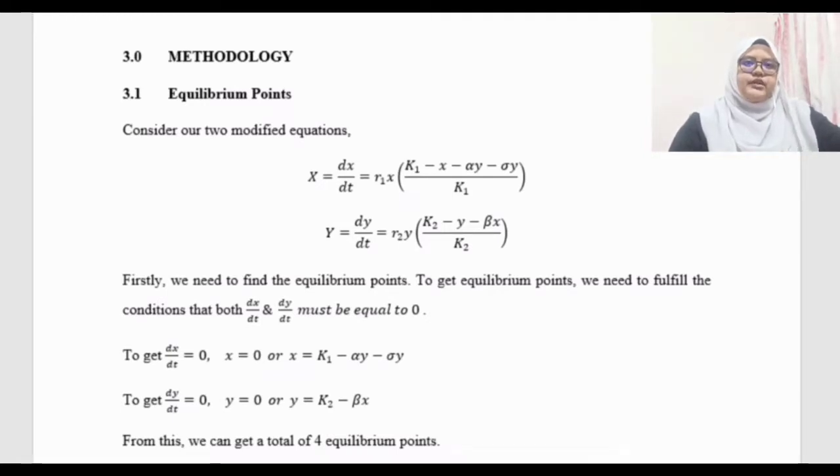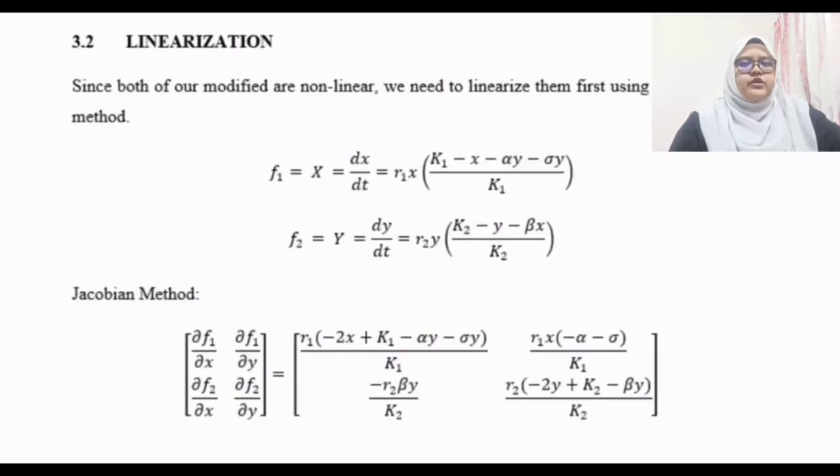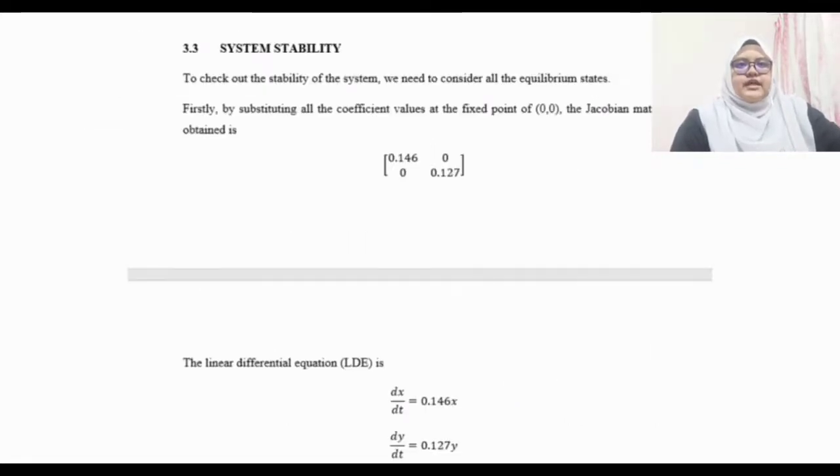Firstly, we need to find the equilibrium points. For this system, we get a total of 4 equilibrium points, which are (0, 0), (0, 3.60), (2.1944, 1.9072) and the fourth point. Since both of our modified equations are nonlinear, we linearize them using the Jacobian matrix method, and from the formula, this is what we get. After that, we check out the stability of the system considering all the equilibrium states.